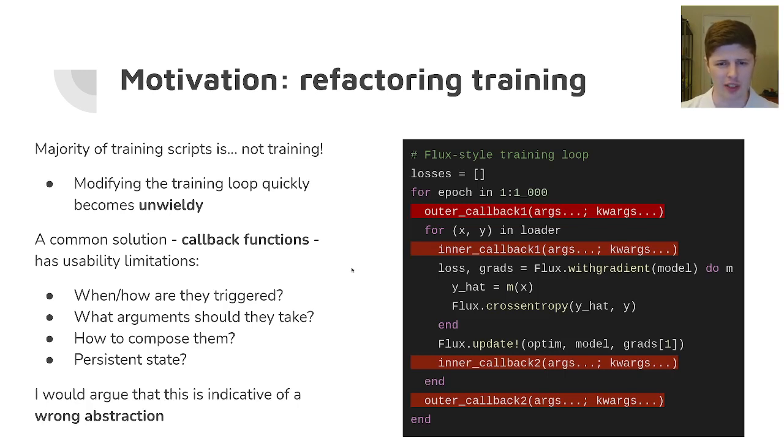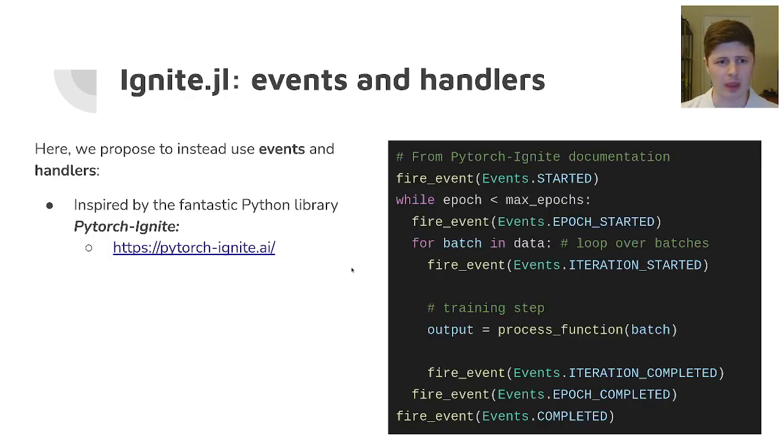So what's an idea of a right abstraction? Well, what I'd like to propose to use here is an event and handler based system instead of a loop and callback based system. So this is inspired by a really fantastic Python library called PyTorch Ignite. As the name implies, it's written for PyTorch, but it's really quite generic, and I've included some pseudo Python code from their documentation here, because I think this will be a nice way to overview what this actually does.